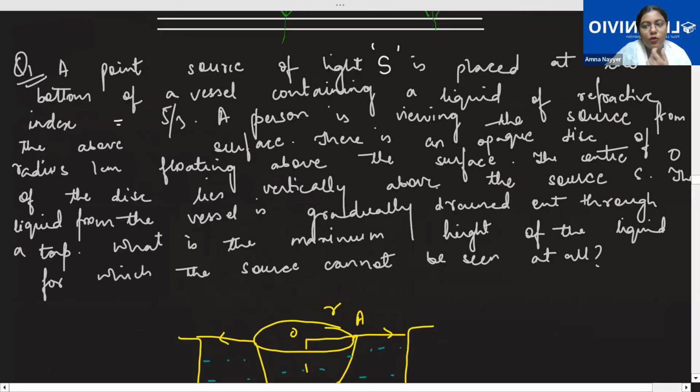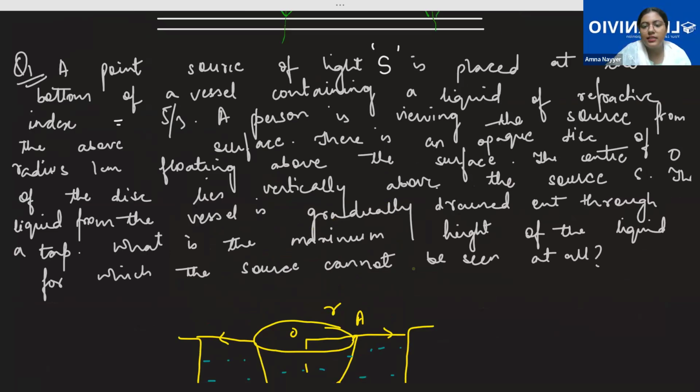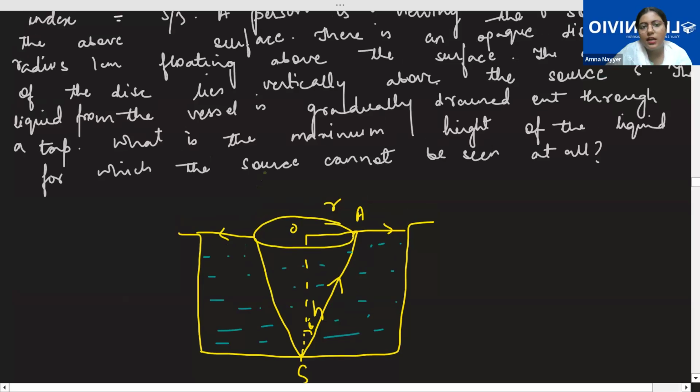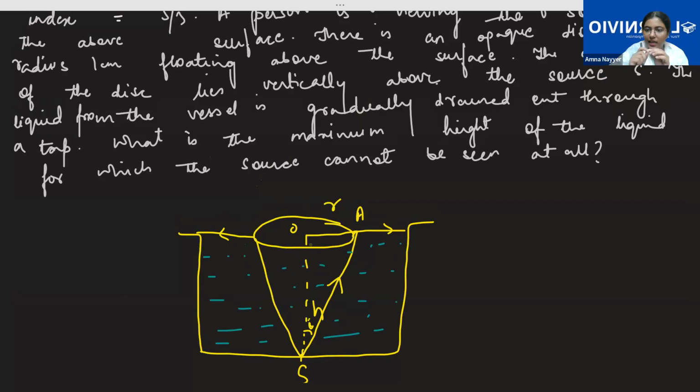So, what happens? There is an opaque disc of radius 1 centimeter floating above. See, this is the disc whose radius, let's say, is r, because values you can put later. I want to teach you this question first. So, floating above the surface, center O of the disk lies vertically above the source. Here is your source, here is the center of the disk. When you join both of them, they'll form a straight line like this.